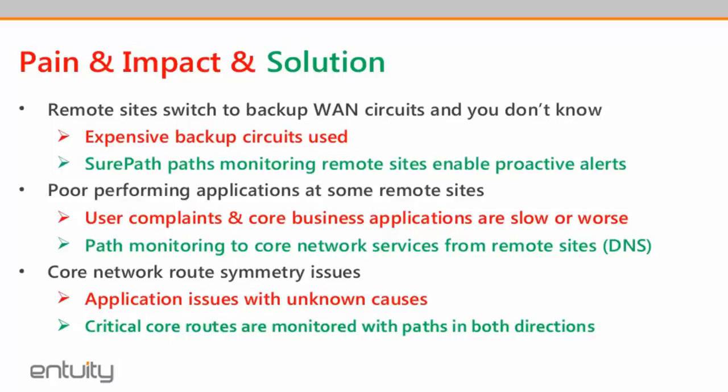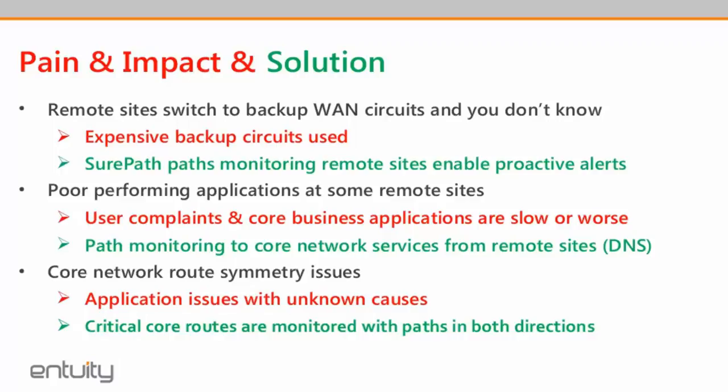Another example of where SurePath can be used is, in many cases, poor performing applications at remote sites are not the result of a hard failure. Problems can result in poor response time and so forth. So one of the things that SurePath can do is to provide path monitoring for core network services such as DNS or domain name service. And that will allow you to monitor a service like that and alert if there's problems or deviation in the path of that particular service.